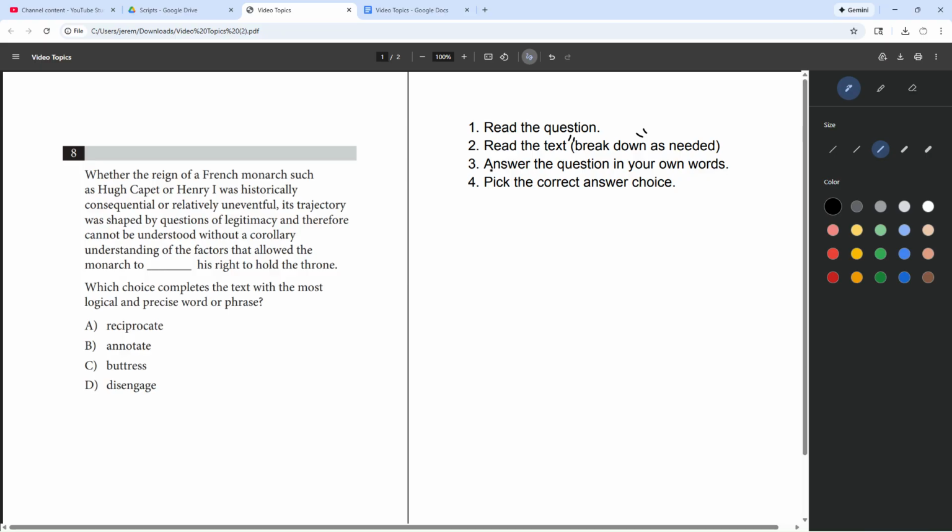Step 3, answer the question in your own words. In short, we're not actually trying to read the minds of the College Board. We're not trying to figure out what the right answer choice is before we read the answer choices. All we're trying to do with step 3 is say, if I could say anything here, what would I say? Maybe we come up with the exact same answer that's one of the answer choices, but maybe we don't, and that's fine.